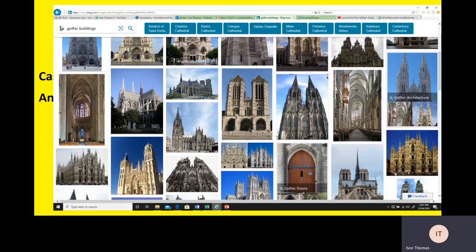You can see various cathedrals from around Europe. There's Notre Dame, there's York Minster, and so on. So Gothic architecture, imposing buildings, haunted houses, they're all parts of Gothic horror. Next, foreigners. Please add this to your list.